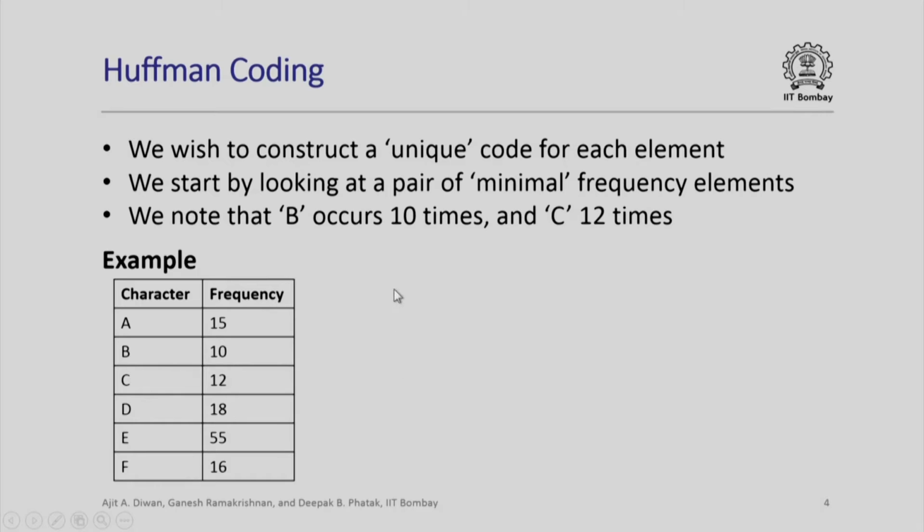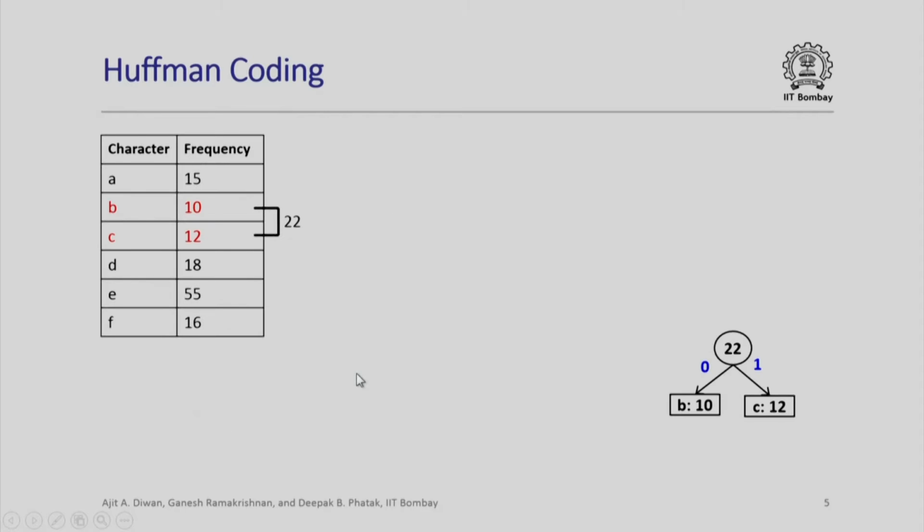Now, we need to construct a unique code. So, we first start by looking at a pair of minimal frequency elements. We note that B occurs 10 times and C occurs 12 times. All other characters occur more frequently. So, these two are the minimal occurring characters in this list. What do we do? We combine these two and count the total number of times both of them occur, that is 22.